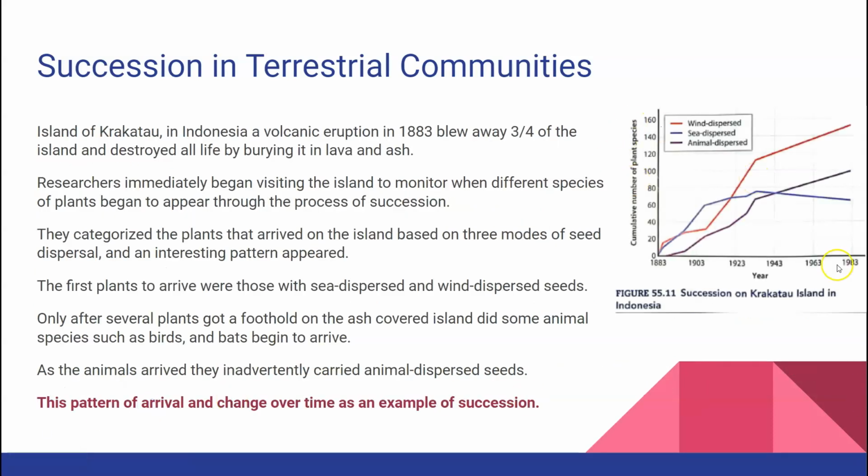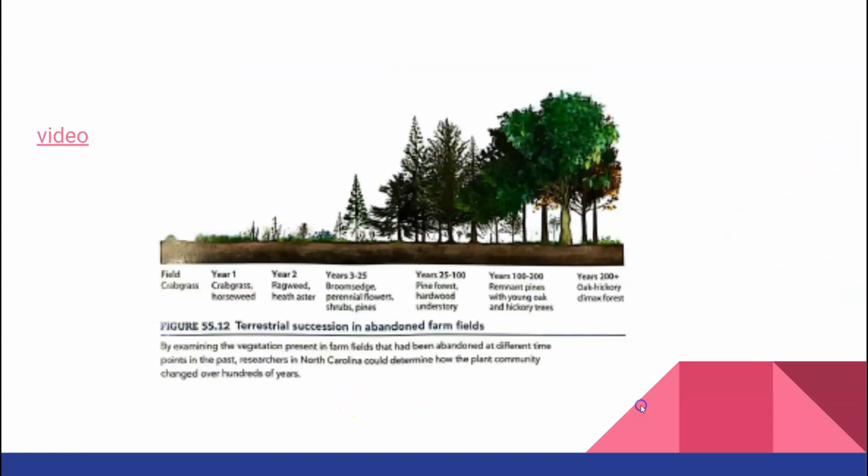Now here is an example of succession in a terrestrial community. This follows the island of Krakatau in Indonesia after a volcanic eruption. So you can read here the year, and then wind-dispersed, seed-dispersed, and animal-dispersed plants coming back into the area. So the pattern of arrival and change over time is an example of succession.